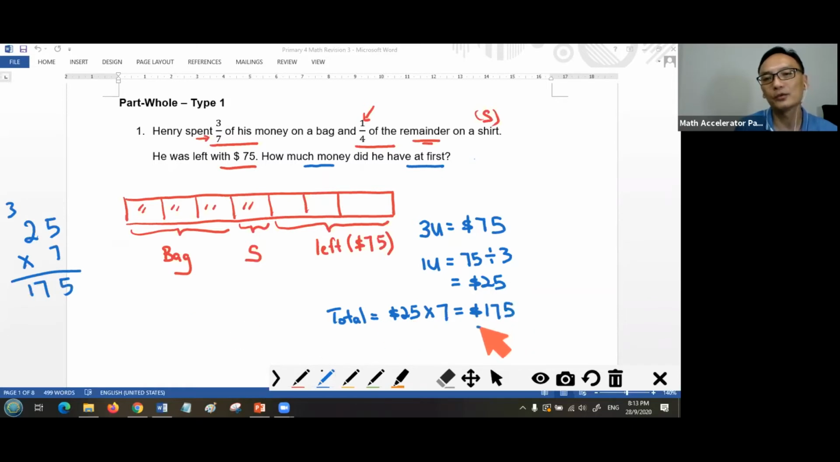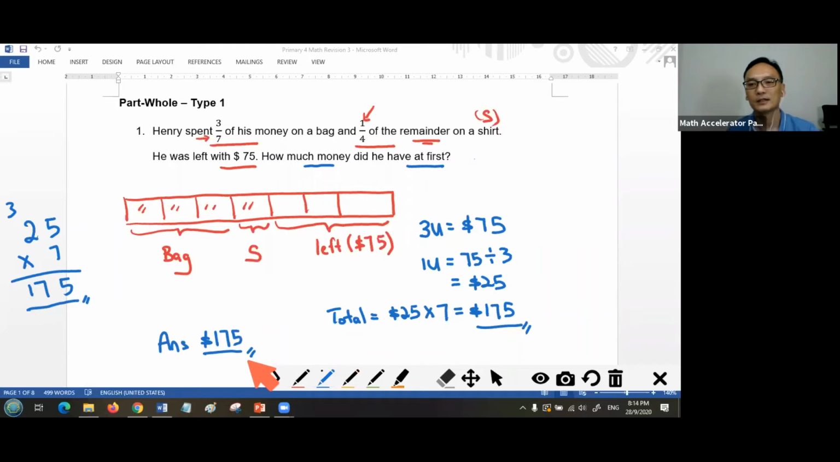Hey, good job. Those who get 175. Right. So if you have 185, can you please check your working again? This is the working that you should be following, and you will have 175. So your answer: Henry has $175 at first. Can everybody follow? Okay, how many of you have 175 before me?